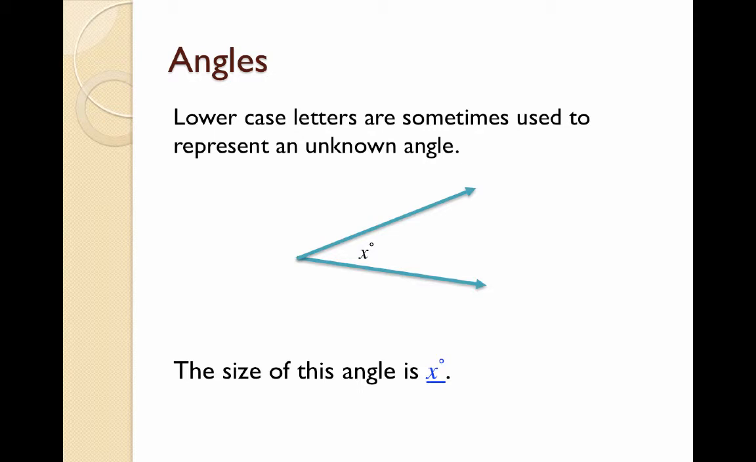Sometimes we use lowercase letters to represent unknown angles. Here we don't know what the size of the angle is. It could be 40 degrees, it could be 50 degrees. So while we don't know what it is, we use a lowercase x.